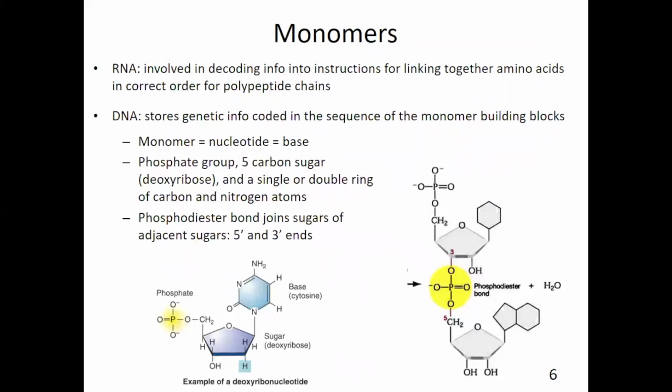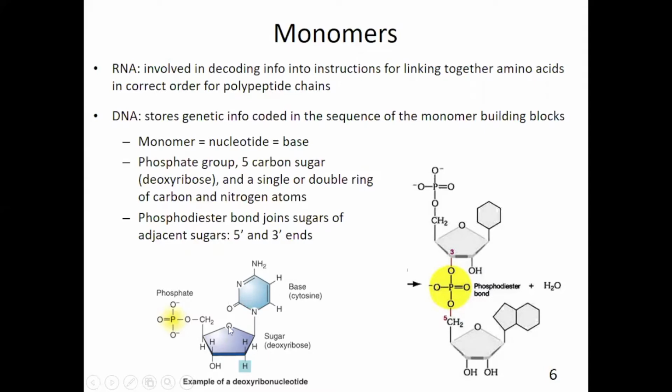So let's quickly review the structure of nucleotides. DNA and RNA are polymers. Polymers, we know, are composed of many monomer units that have been joined together. The monomer unit of DNA and RNA are nucleotides. Nucleotides are composed of 3 parts: the 5-carbon sugar, the phosphate functional group, and the nitrogenous base.